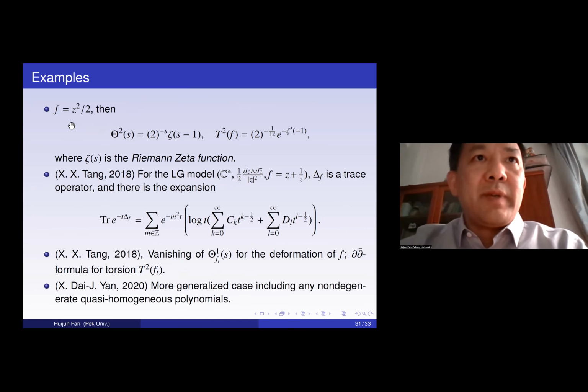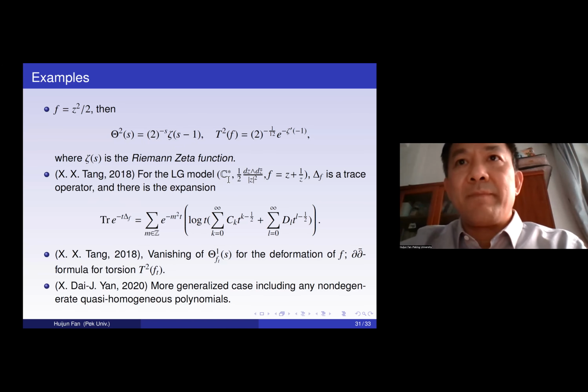If we take F to be the very simple Morse function, z squared over 2, then the zeta function is as follows. It's just a translation of the Riemann zeta function, and the torsion invariance is given by this number. Besides that, one can consider the LG model on the algebraic torus C star with this Laurent polynomial. This Laurent polynomial in mirror symmetry corresponds to the geometry of the Riemann sphere.